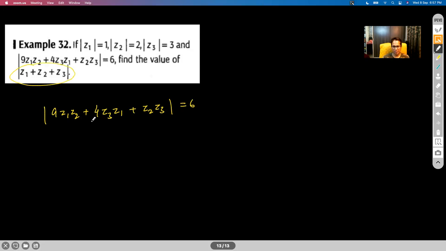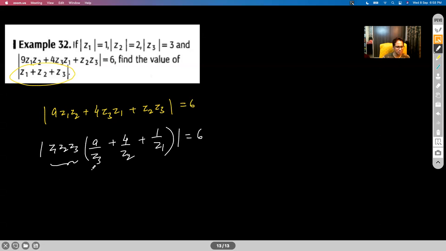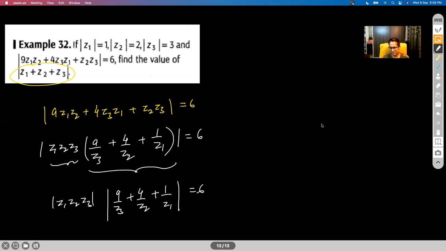Okay, now let's see. Can I do one thing over here? Can I pull out within this modulus symbol Z1, Z2, Z3 out? So when I pull out Z1, Z2, Z3 out from each of these terms, you will be left with 9 by Z3, 4 by Z2, 1 by Z1. Correct? And this is like two complex numbers multiplied, right? So can I write it separately as modulus of this and modulus of this? Okay. Now here I'm slightly stuck. What to do next? Okay, that would be an obvious concern. What to do next from here on?